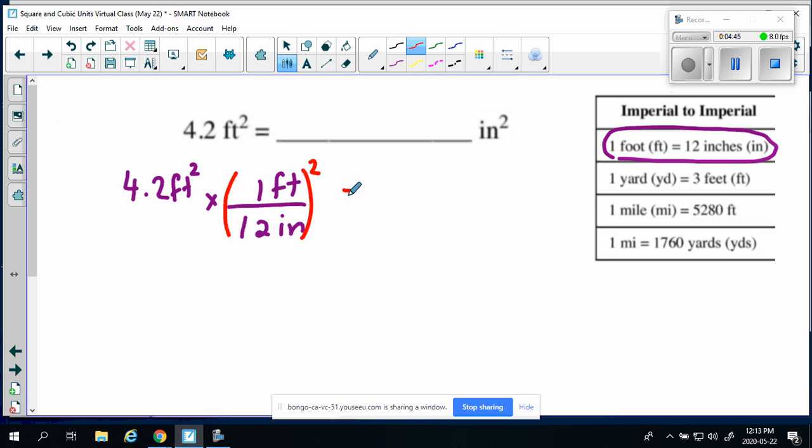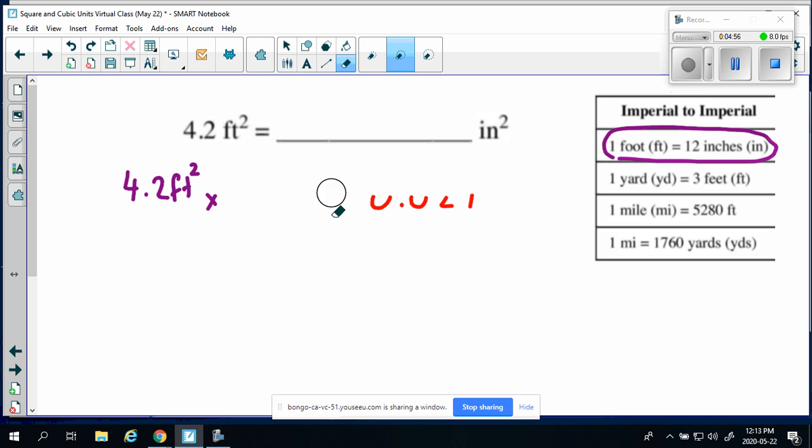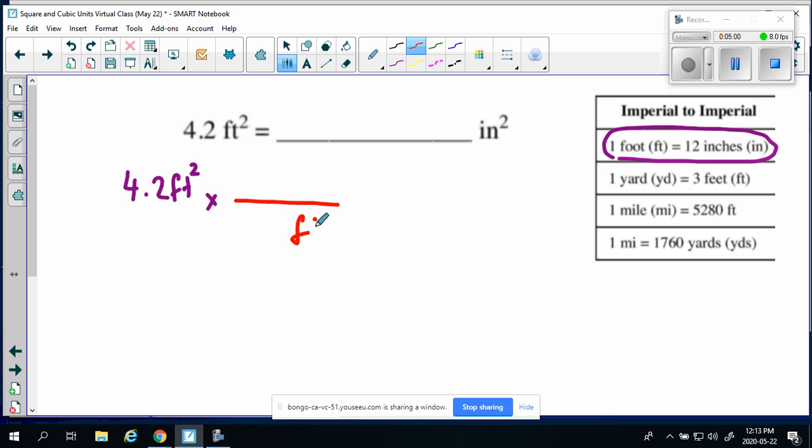And this ends up being 0.029. Oh, actually, that's not correct. I have to put the feet in the bottom because I want that to cancel out. This is what happens if you do it incorrectly. I need to put the feet in the bottom and the inches in the top. Otherwise, we're going to have problems.